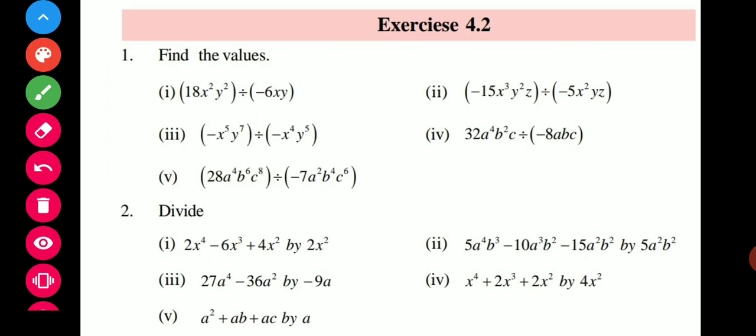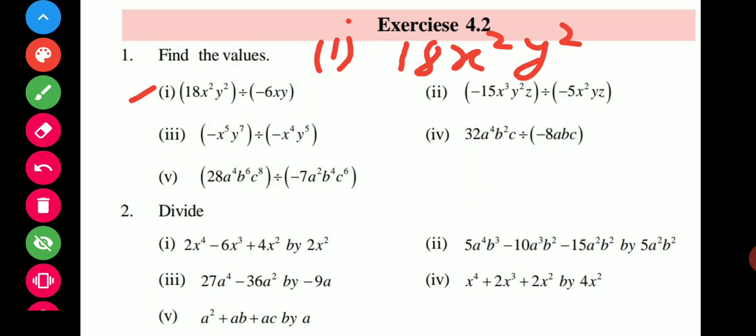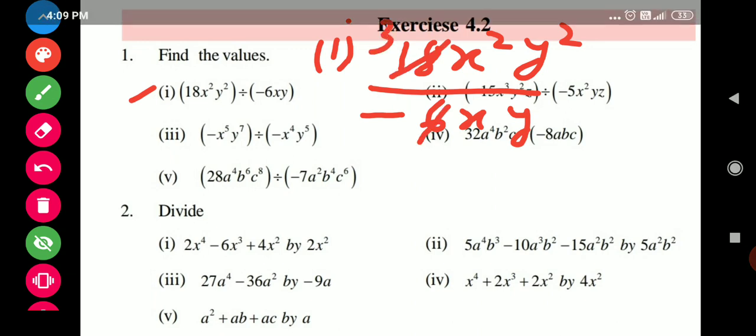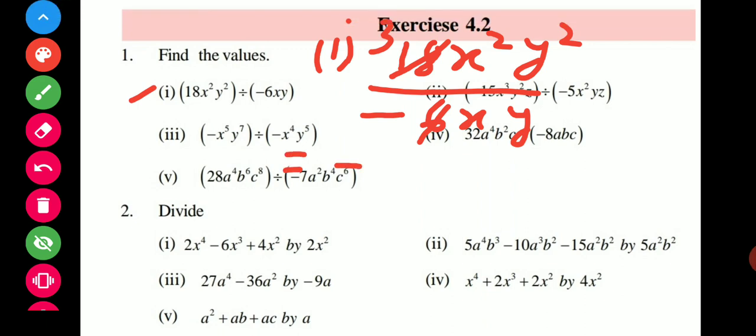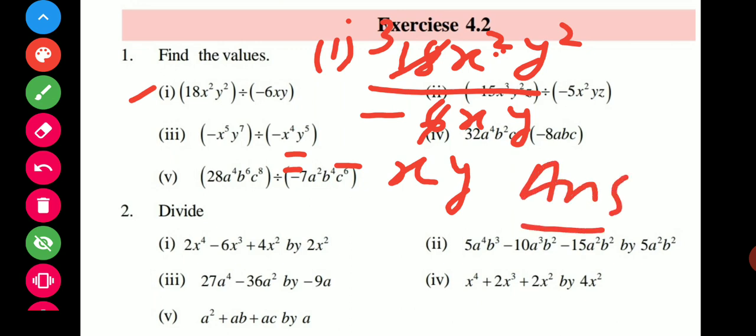Find the value of this. So how can we find this type of value? First question is like this. That is 18x square y square divided by minus 6x y. So first of all, 6 3s are 18, so it becomes negative. The power here is 2, here is 1, so only one power is remaining. Here is 2 and 1, so only one power remains. So that is your answer. This is also very simple, so you can do it.